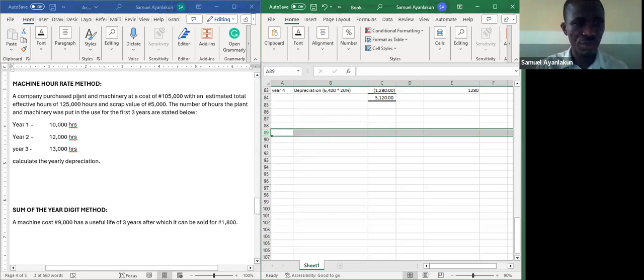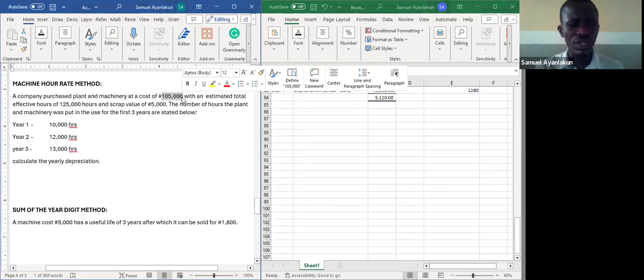So, for an example, here's an example here. A company purchased a plant and machinery at the cost of 105,000. That's the cost of the machinery, 105,000, and the machine will run an estimated effective hour of 125,000 hours. So that is the estimated hours the machine runs. I bought it for 105,000, and it's going to run a total of 125,000 hours.